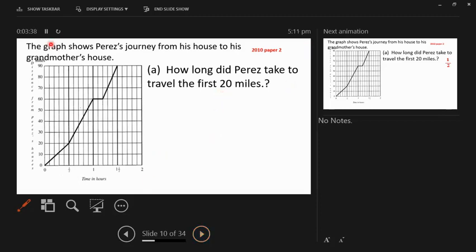How long will Perez take to travel the first 20 miles? So the first 20 miles. You go up to 20 miles right here, come across, and come down right here. This will tell us how long it took him. So long means time. Now, before we begin, when you have a travel graph, the first thing you try to do is establish what each one of the lines represents, what their value is.